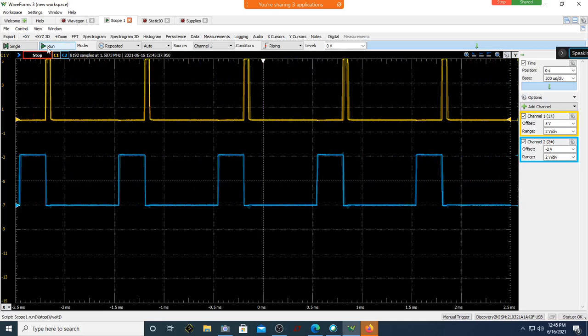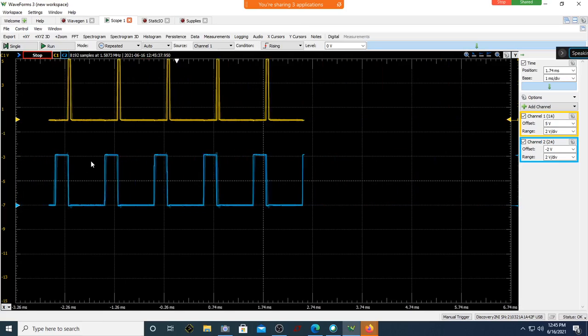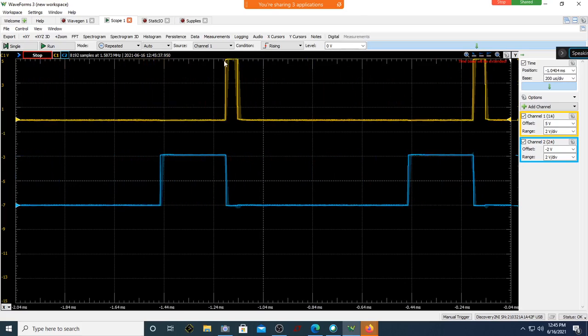Let me stop it. This is start of conversion. Start of conversion is given, and you can see this is my EOC. Once the start goes up here, can you see the conversion has started? Can you see the EOC has become 0? This is EOC, so channel 2 is EOC.